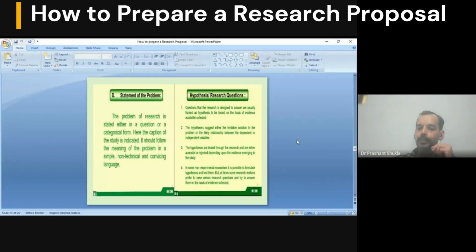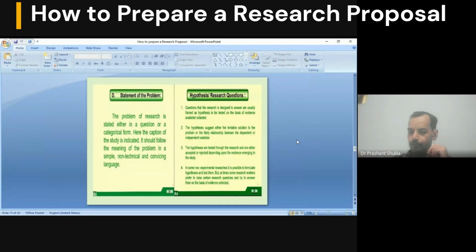Then we come to the hypothesis or the research question. Questions that the research is designed to answer. The hypothesis suggests either the tentative solution to the problem or the likely relationship between dependent and independent variables. This hypothesis or research question is tested through the overall research, and either accepted or rejected. So whatever hypothesis you formed, if it is accepted, established, well and good. If it is rejected, still it is good for you because you have rejected it after making a proper, consistent research.